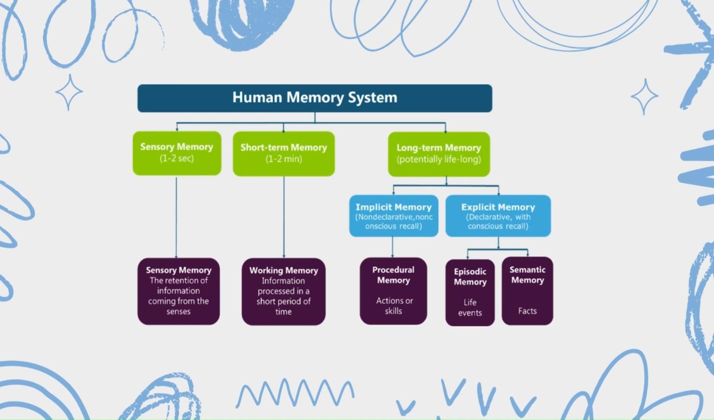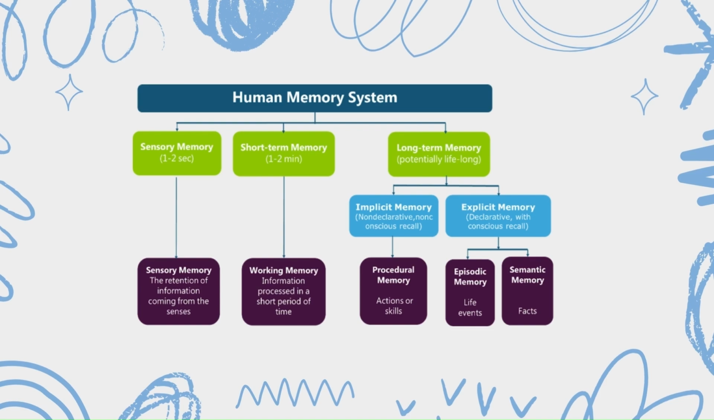So human memory can be described in 3 main stages. First is the sensory memory, lasting only 1 to 2 seconds, which briefly retains information from the senses. Secondly, we have the short-term memory and then the long-term memory. So the short-term memory lasts about 1 to 2 minutes. Within it, working memory actively processes and manipulates information for tasks such as reasoning and problem solving. And lastly, as I mentioned, there is long-term memory, which can last a lifetime.